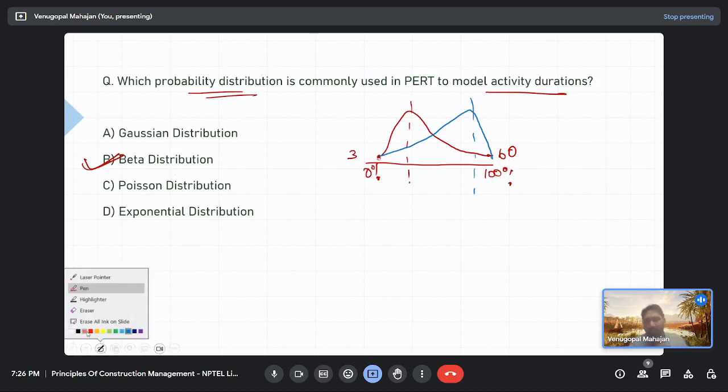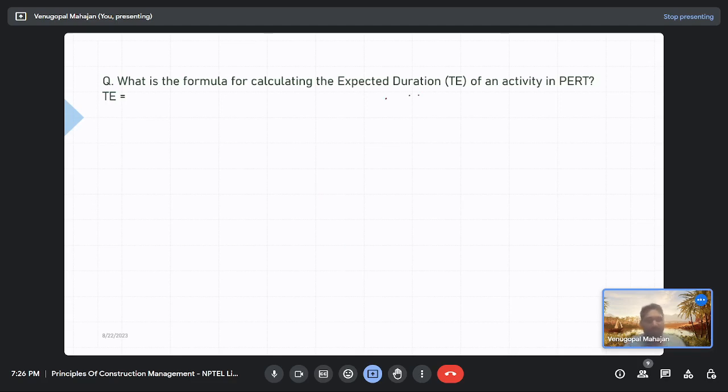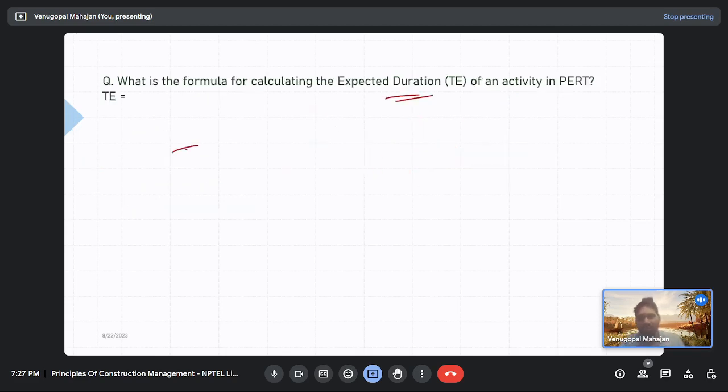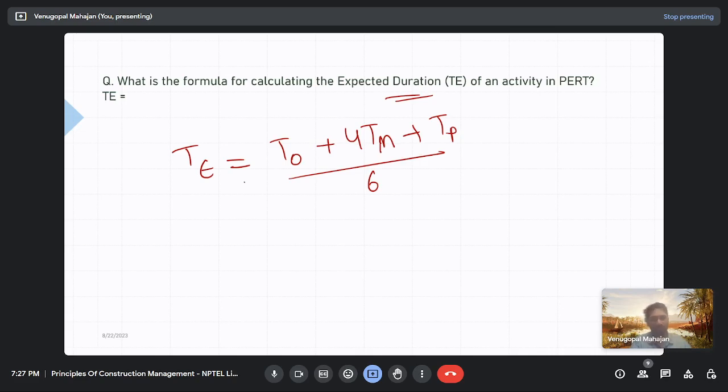Now what is the formula for calculating expected duration, the average amount, for the beta distribution? What time estimates have you got first? This is TO, most optimistic. You have got TP, and this is TM, most likely, right? So what is the formula for TE? TE equals TO plus 4TM plus TP by 6.